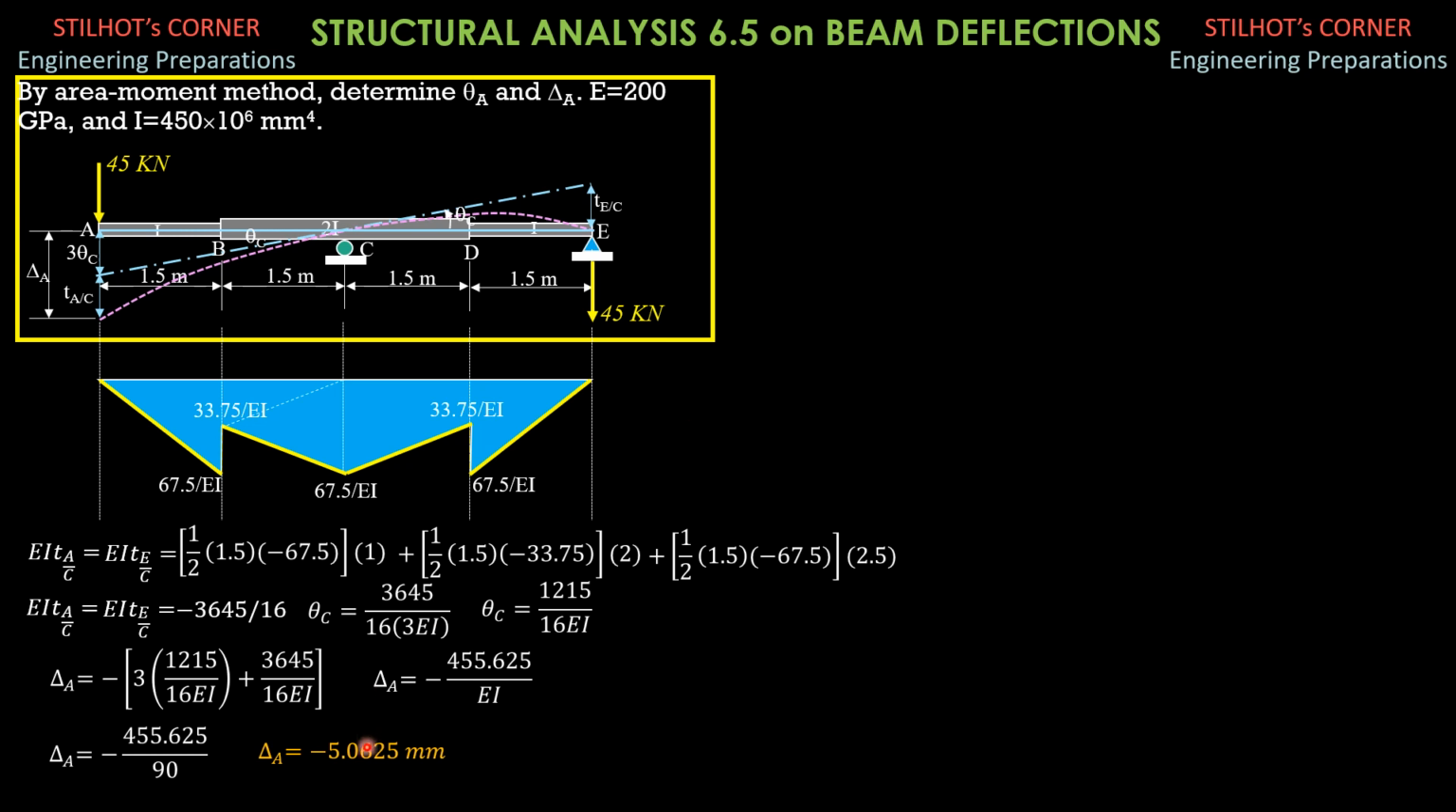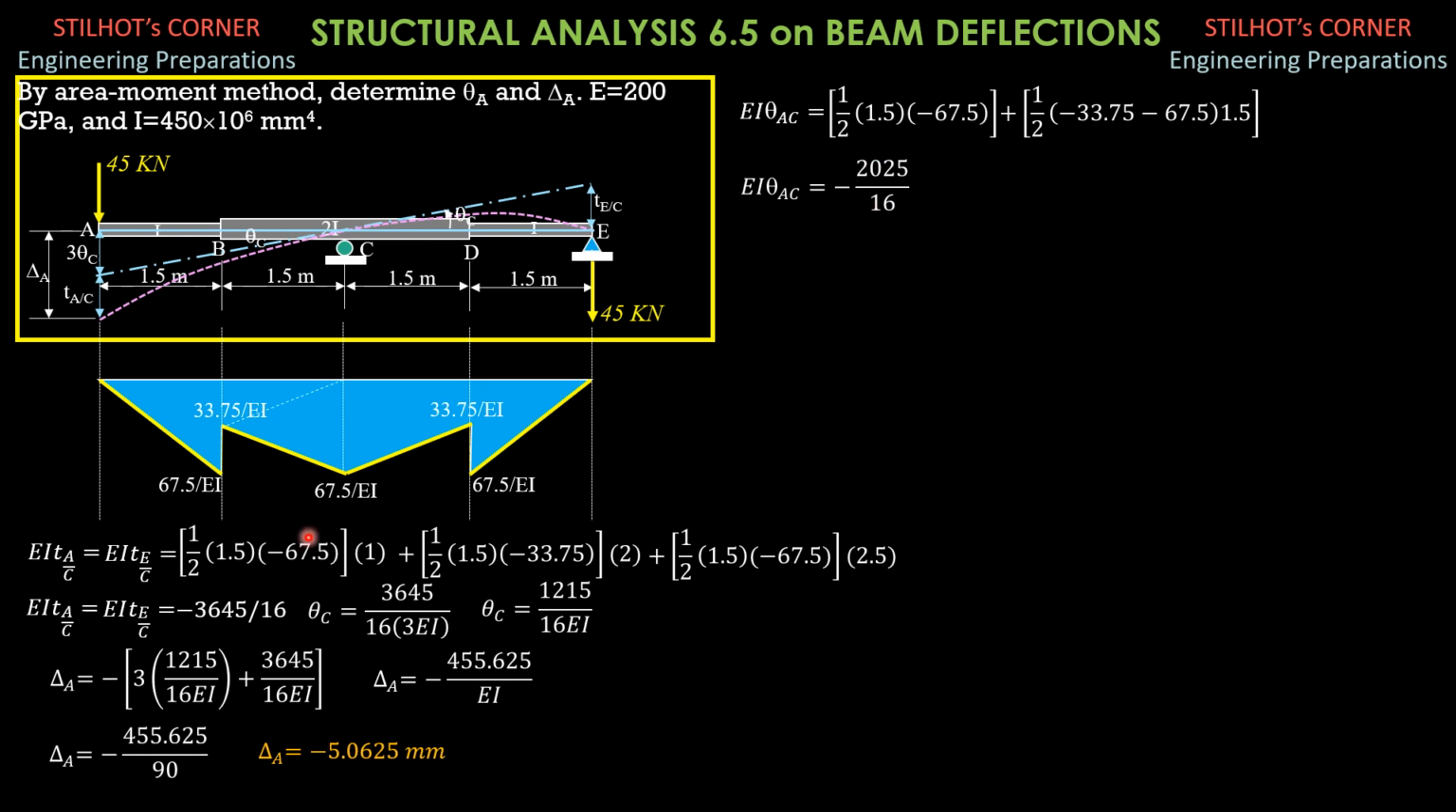Having found delta A, we then compute EI theta AC, the angle between the tangents at A and C, simply the area between A and C. So EI theta AC is, we just copy these areas here, but I treat this area as trapezoid. So 1/2 of 1.5 times negative 67.5, then plus 1/2 of quantity negative 33.75, negative 67.5 times 1.5. So EI theta AC is equal to negative 2025 over 16.